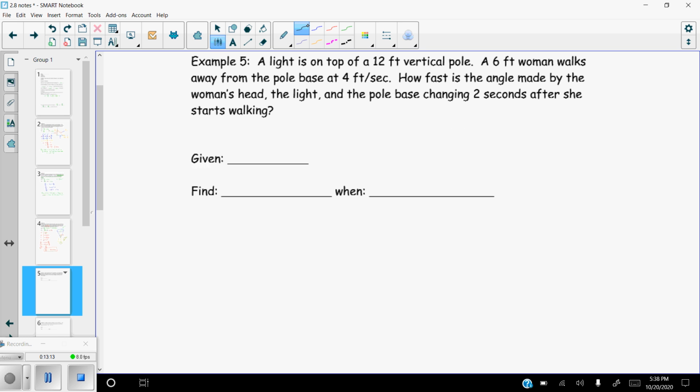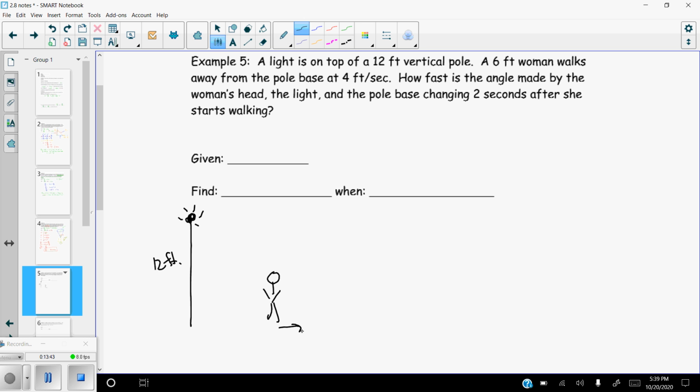We have a light on top of a 12-foot vertical pole. So here's our light shining brightly. 12-foot vertical pole. A 6-foot woman, so that's going to be about half the height. There's my 6-foot woman walking away from the pole base. So she's walking in that direction.